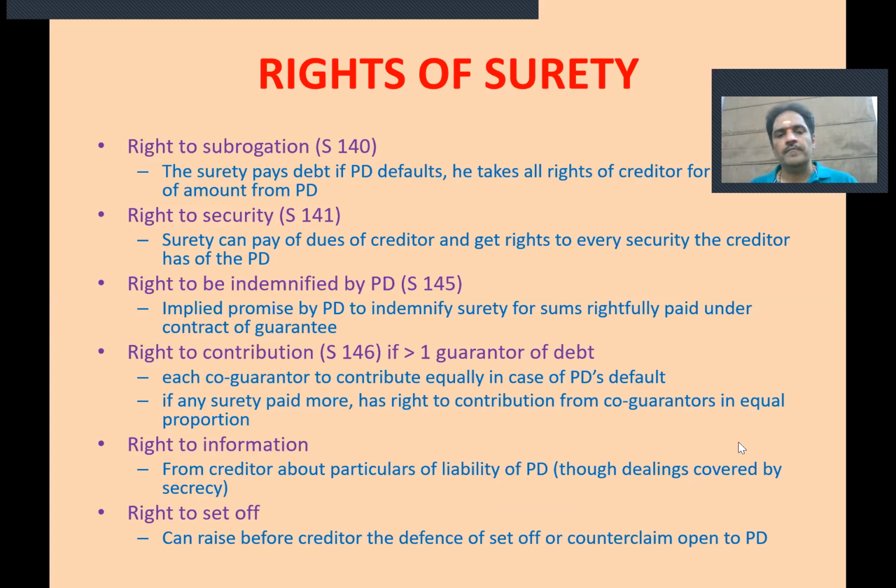Then right to information. What is the amount of loan that he has taken, how he is drawing, how he is managing, these kinds of things I can ask, because my liability is dependent on that information. So I will have the right to get information in relation to the liability of the principal debtor. But how much bank balance he has got, all those things I cannot ask. My right to information ends insofar as the liability in relation to which the guarantee is given.